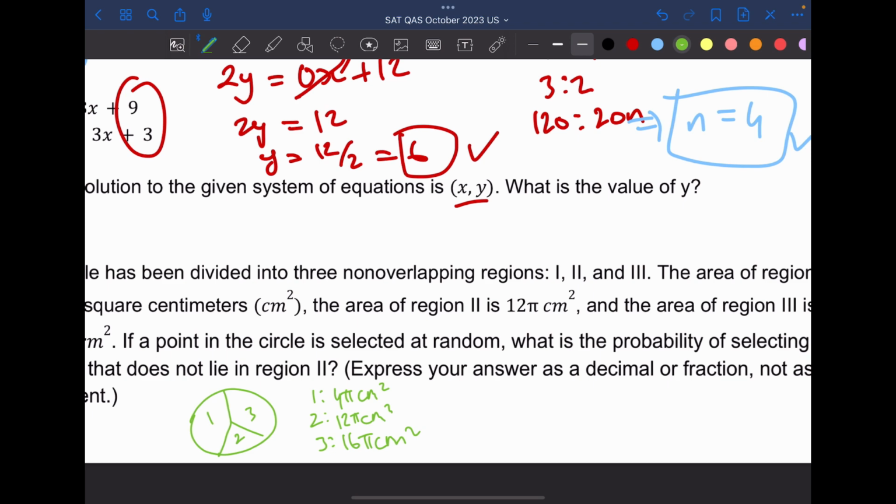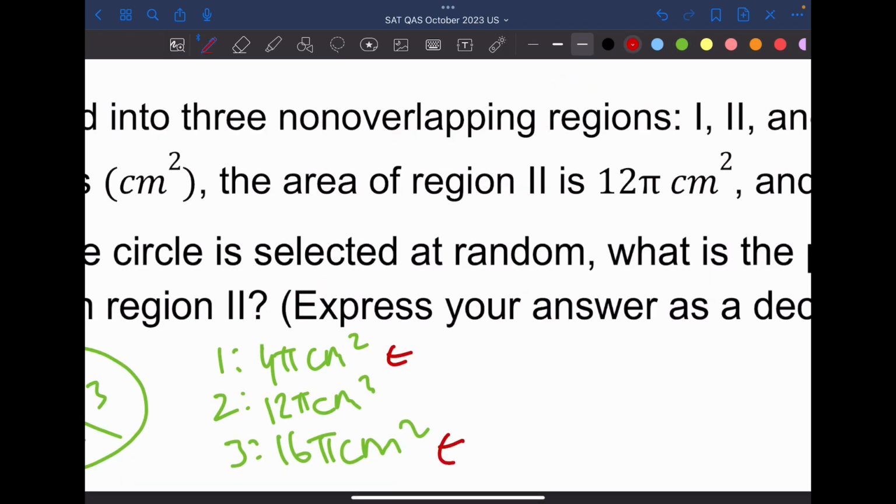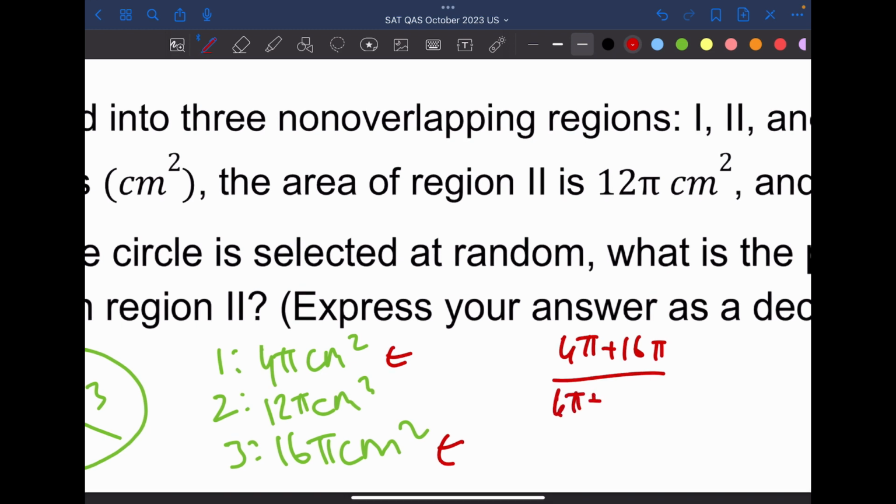Okay, so if it does not lie in region 2, it must lie in either region 1 or region 3. So our value of interest is going to be 4 pi plus 16 pi, because that's where the point would exist in our probability. And then the total probability to get 100% would be 4 pi plus 16 pi plus 12 pi.